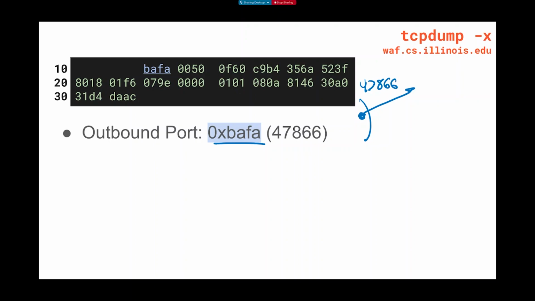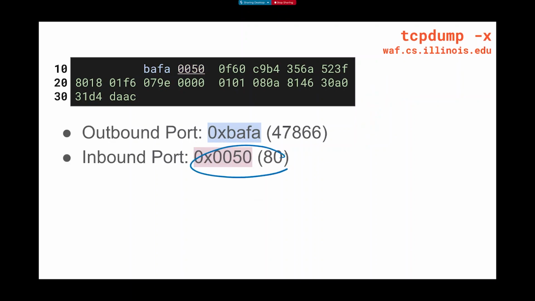And because I'm connecting to waf.cs, I'm connecting from 47,866 to my web server, which is waiting for me on port 80. So these bytes say, hey, operating system, when that host gets this packet, it needs to get this data delivered to whoever's living on port 80. And we know that from the header from the transport layer data.